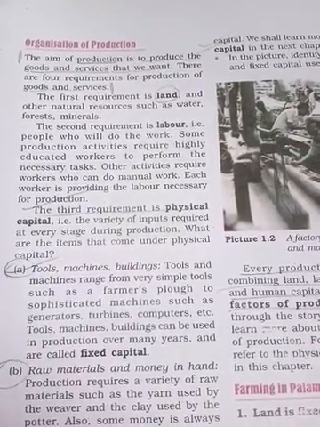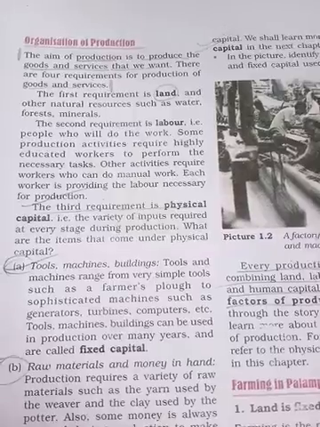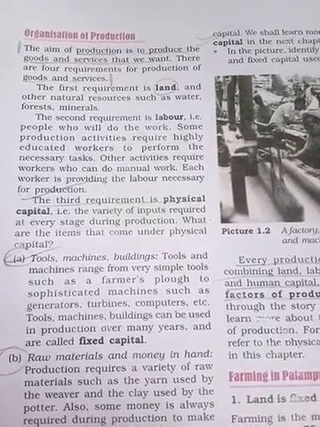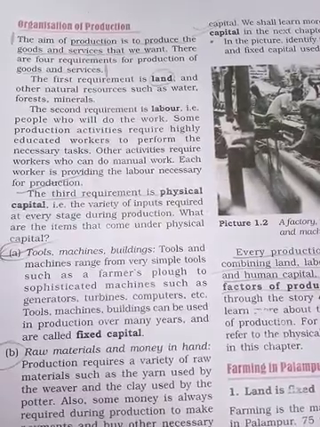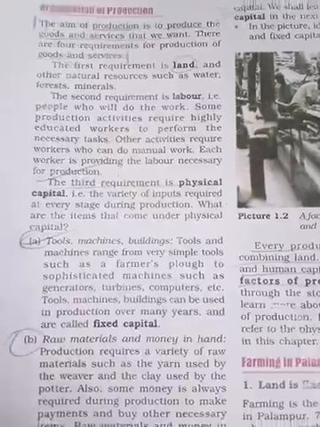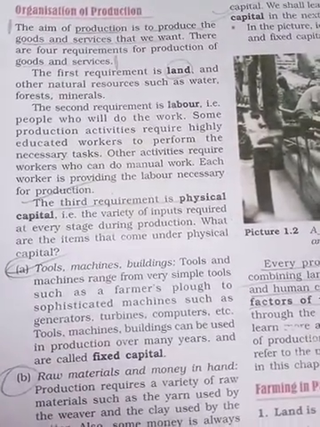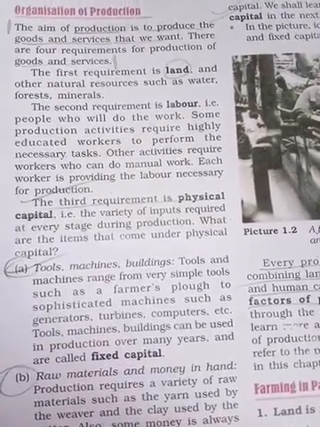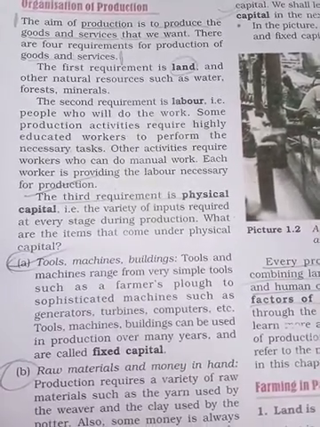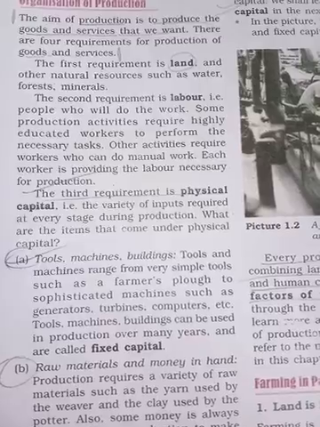For production, we need four requirements. The first one is what? Land. Land is very important for any production. Without land we cannot produce. So the first point is the land, and the other natural resources such as water, forest and mineral. Land, water, that means the natural resources.